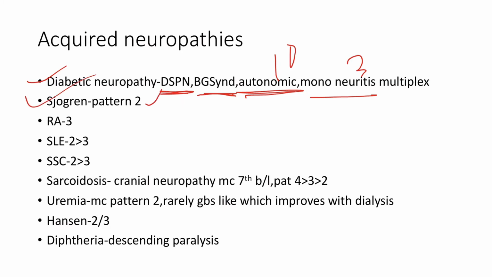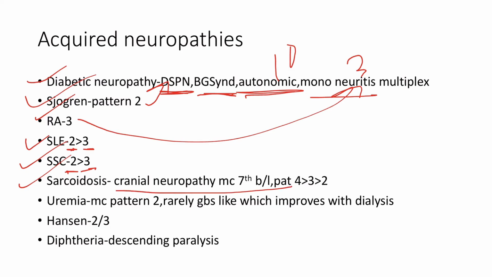Sjogren's can have DSPN. RA can have pattern 3. Then SLE, most common is DSPN, followed by mononeuritis multiplex. Systemic sclerosis, also pattern 2 greater than pattern 3. Sarcoid cranial neuropathy, most common, that is the seventh cranial nerve.